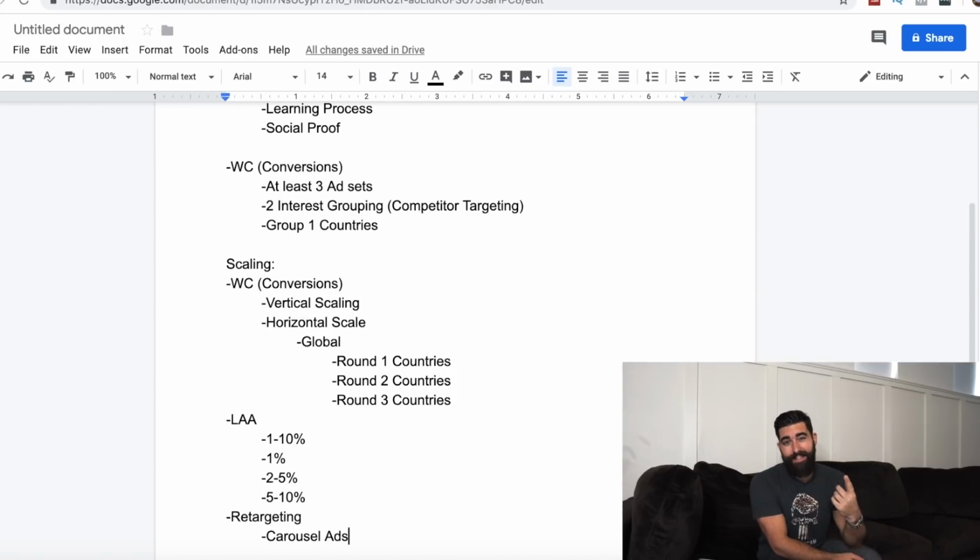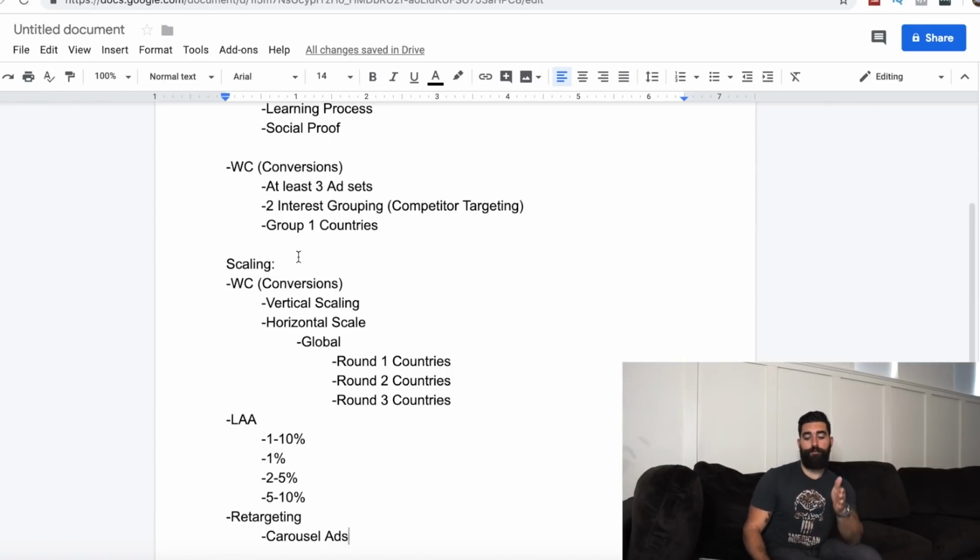I actually used to be against carousel ads for just regular conversions ads. Right now, they're actually performing quite well depending on your product type. That's a little hint, but I would go ahead and try that out.